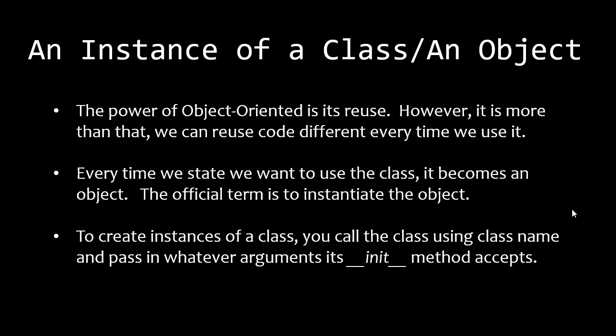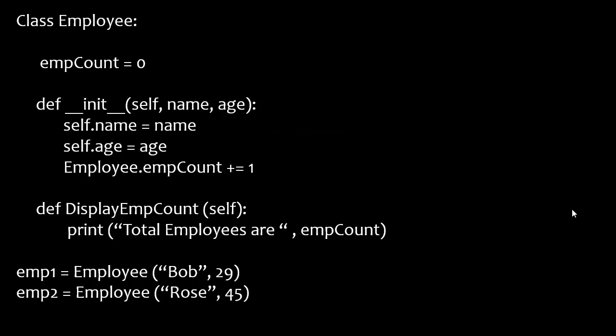Every time we state we want to use the class, it becomes an object. The official term is instantiating an object. You'll get used to that term quite a bit. To create instances of a class, you call the class using the class name and pass in whatever arguments its constructor, in this case __init__, accepts. This is basically that initialization method. Once again, let's look at our employee class that we did.